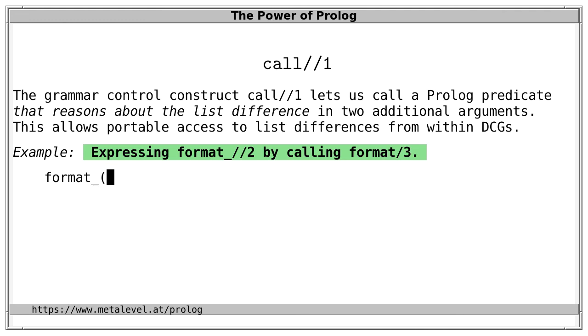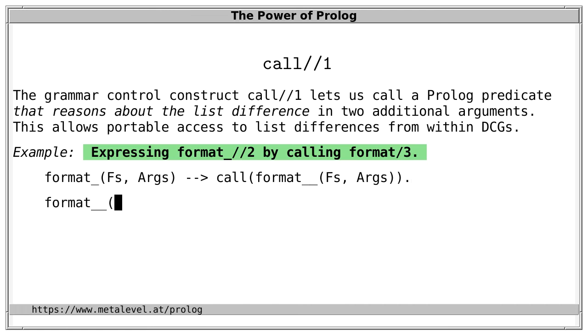So we say format_ of a format string fs and arguments describes a sequence, and we describe this sequence by calling an auxiliary predicate, say format__, to which we simply pass the format string and the arguments. And that auxiliary predicate gets, of course, these 2 arguments and also gets passed, due to call, 2 additional arguments, cs0 and cs, forming a list difference.